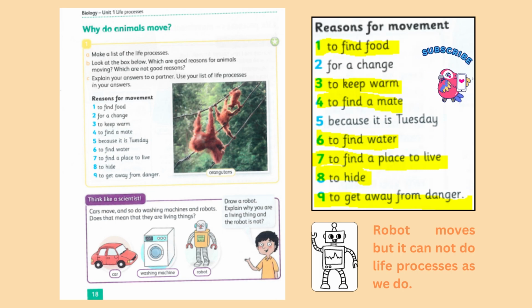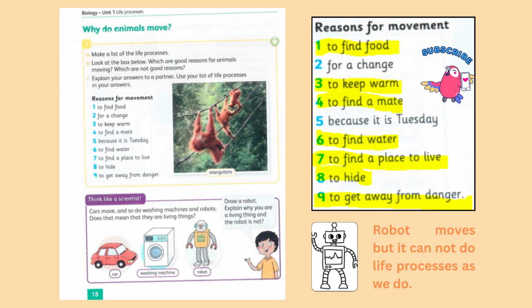So I have done for you: to find food, to keep warm, to find mate, to find water, to find a place to live, to hide, to get away from danger. Two reasons are not suitable. Now think like a scientist. You can see cars move, and so do washing machines and robot. Does that mean that they are living things? Draw a robot. Explain why you are a living thing and the robot is not.